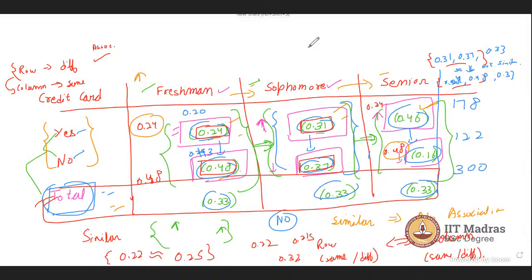Similar means no association? Similar means it's the same for everyone, right? All freshmen, second year and final year students have the same probability of owning a credit card. Then it means the year of graduation won't be affecting whether they own a credit card or not. Yes, I got it. That's why we say it's not similar. There is an association. Okay.